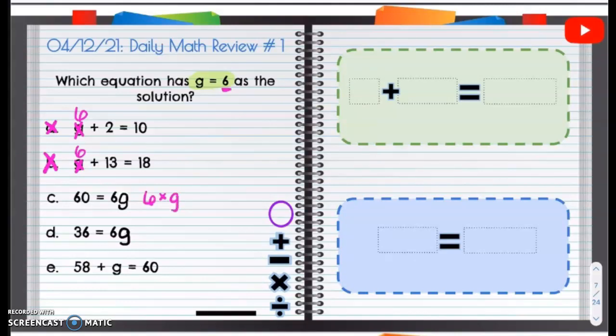So what is 6 times 6? 36. Is that 60? No. How about down here? 6 times 6. Is that 36? Yes. Let's double check. 58 plus 6. Is that 60? Nope. So our correct answer here is going to be D, as in the letter dog.